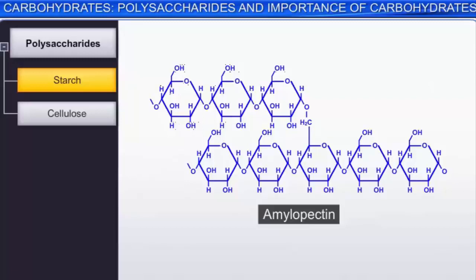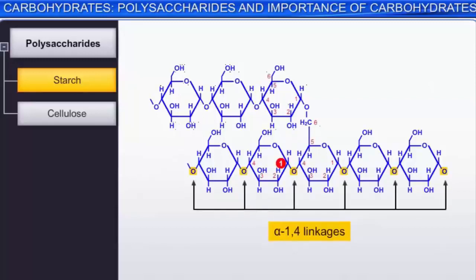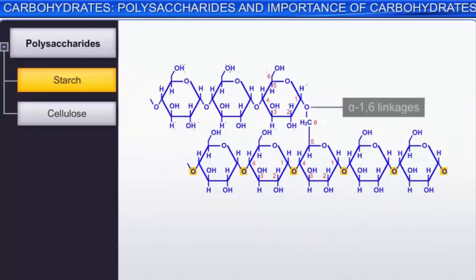The main chain of amylopectin contains alpha-1,4 linkages between the glucose units, while branching occurs by alpha-1,6 linkages, that is, C1 to C6 glycosidic linkages.